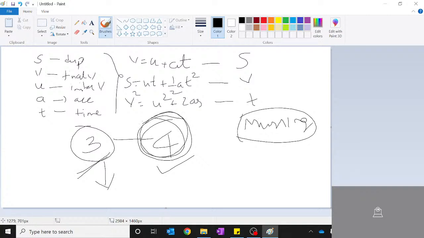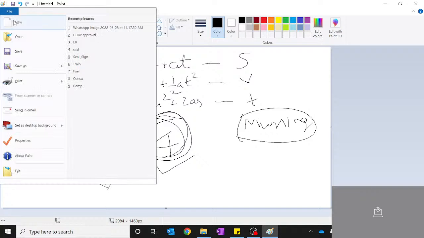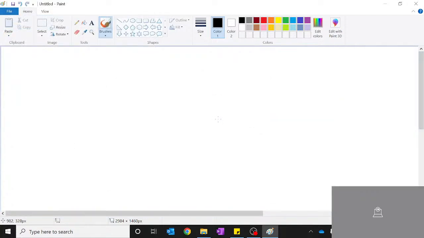Understood this? Now, in similar concepts, what we will see today is motion under gravity.